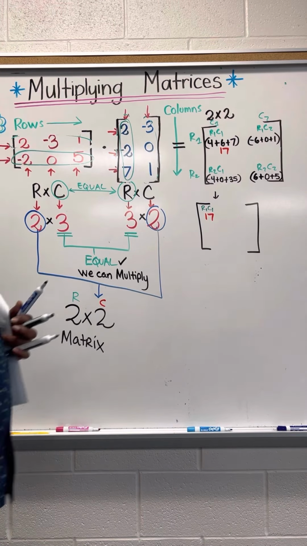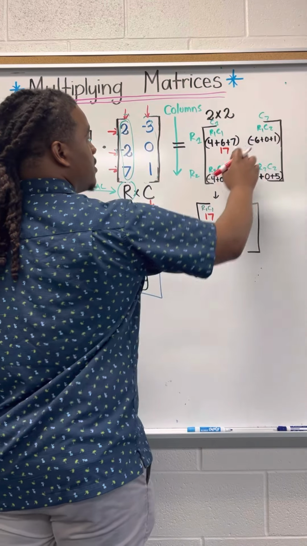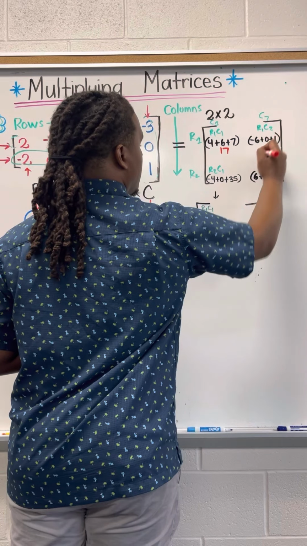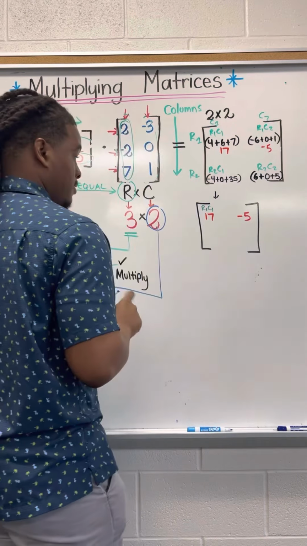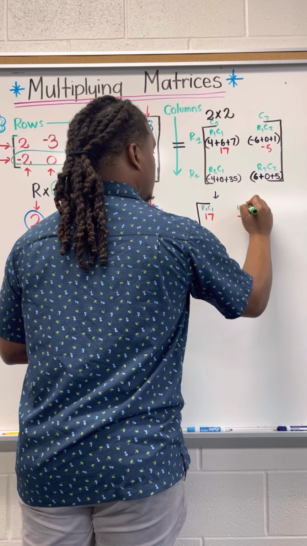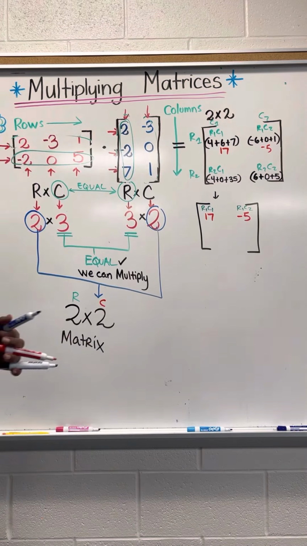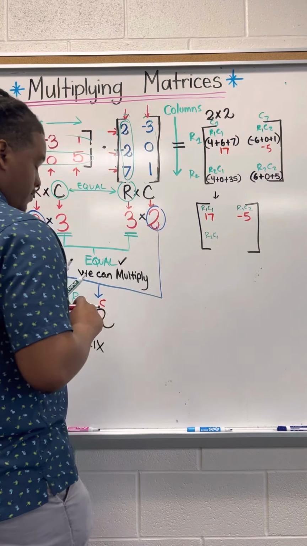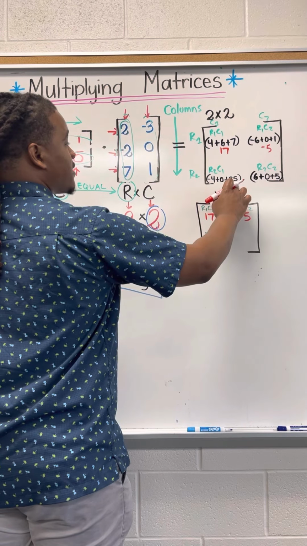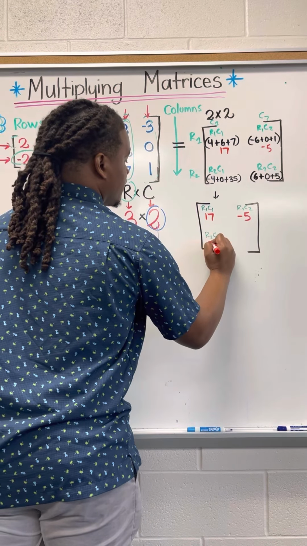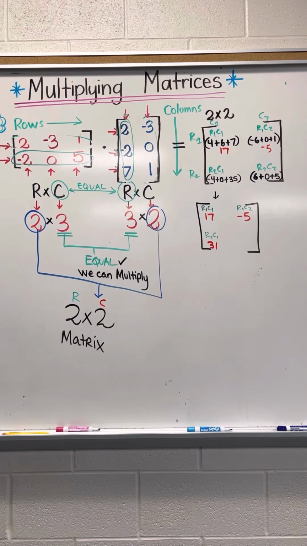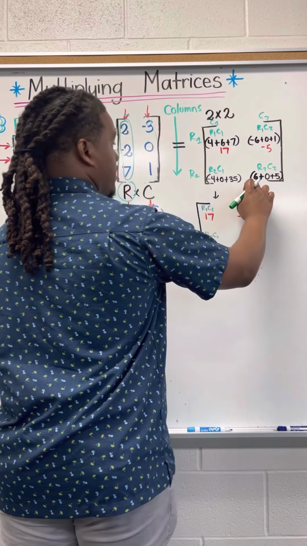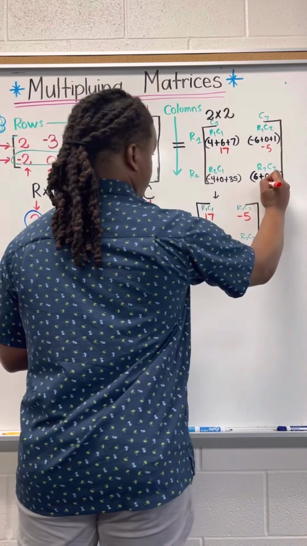Okay? Let's go to row 1, column 2. Negative 6 plus 0 is negative 6. Plus 1 is negative 5. So right here will be negative 5. That's row 1, column 2. All right, now let's go to row 2, column 1. Okay. Negative 4 plus a positive 35 is a positive 31. Okay. And then last but not least, we're at row 2, column 2. 6 plus 5 is 11.